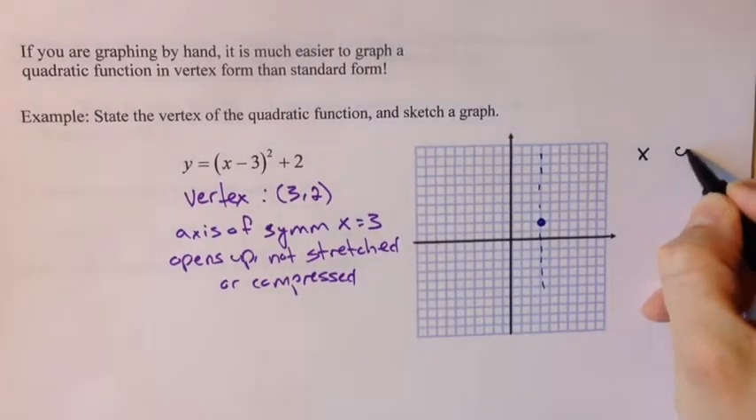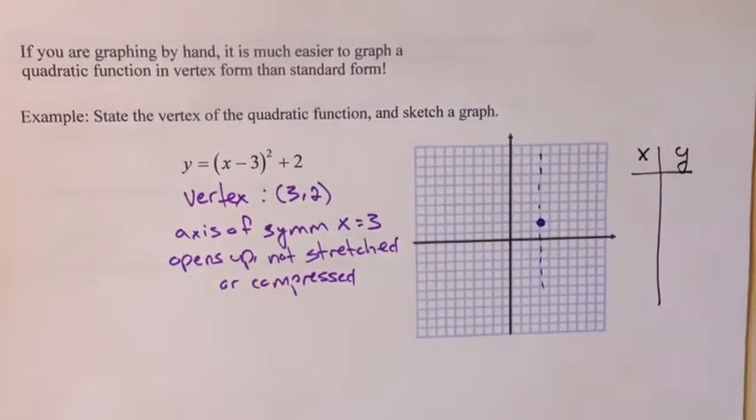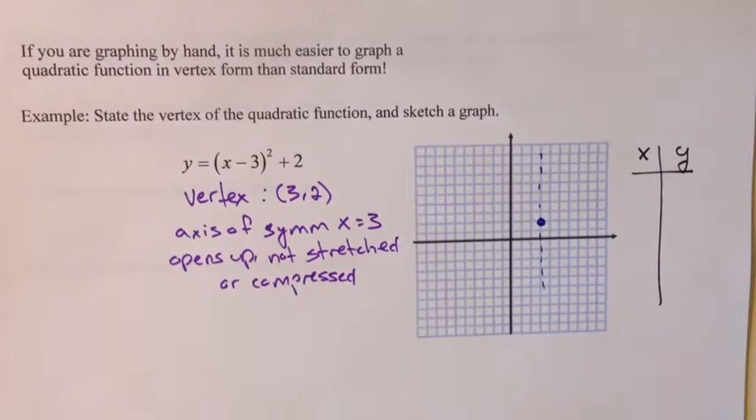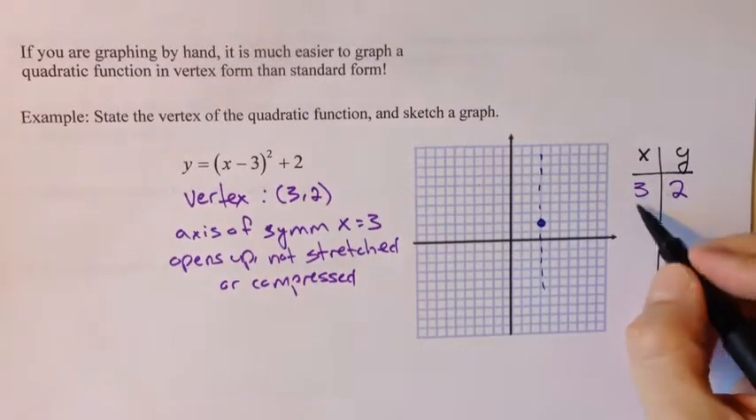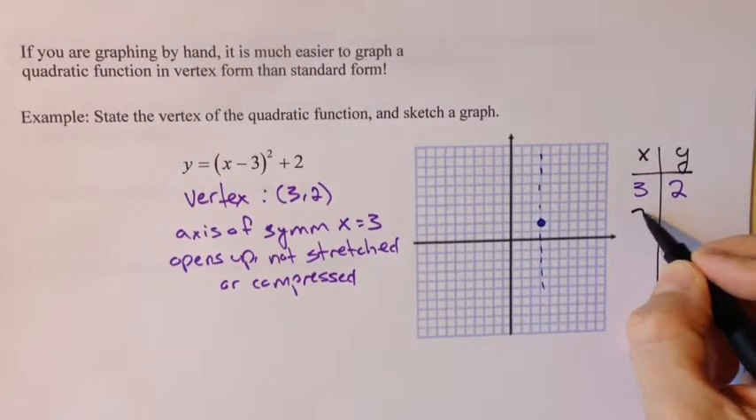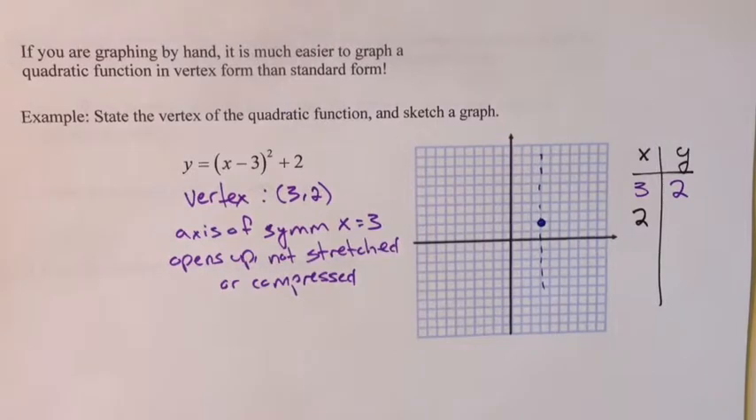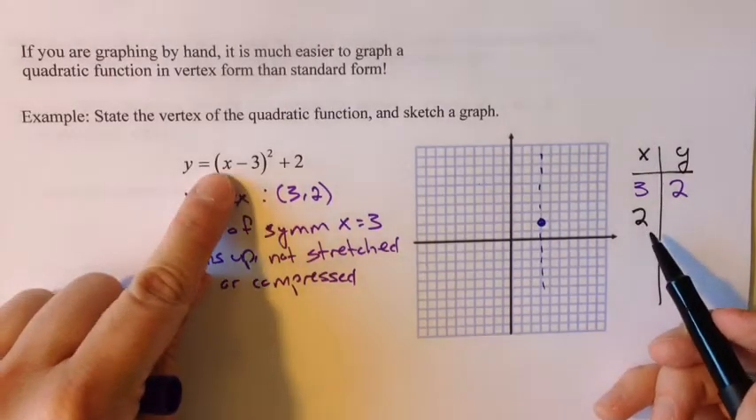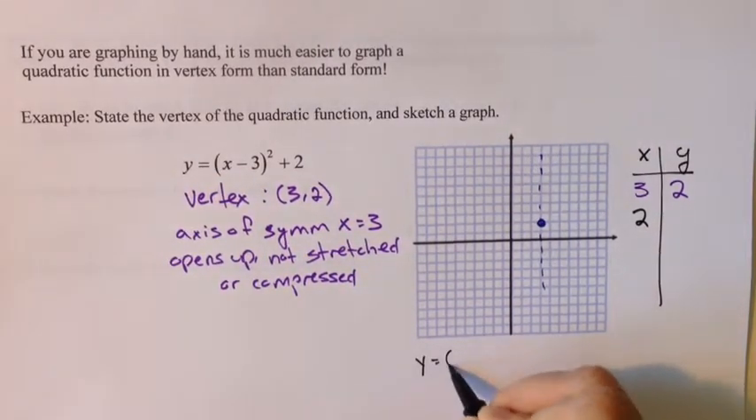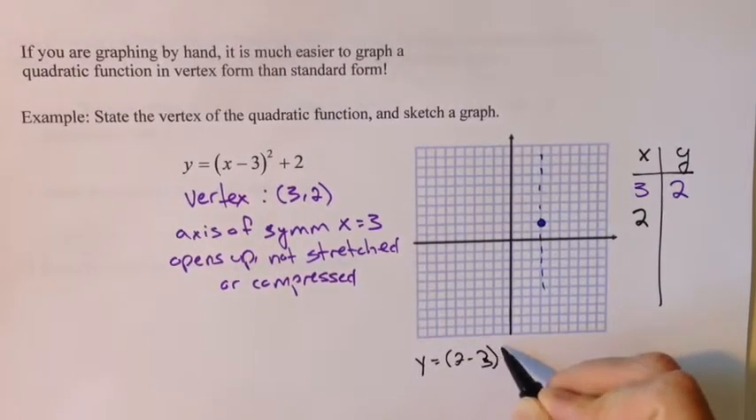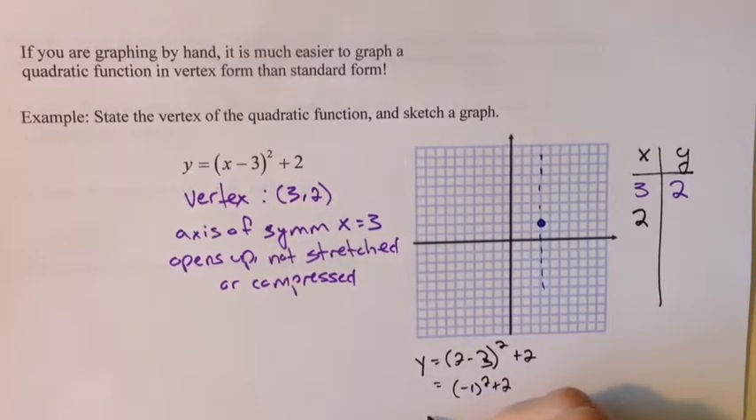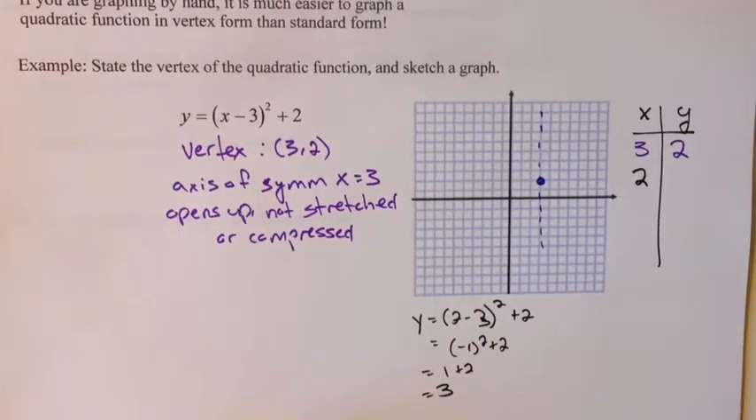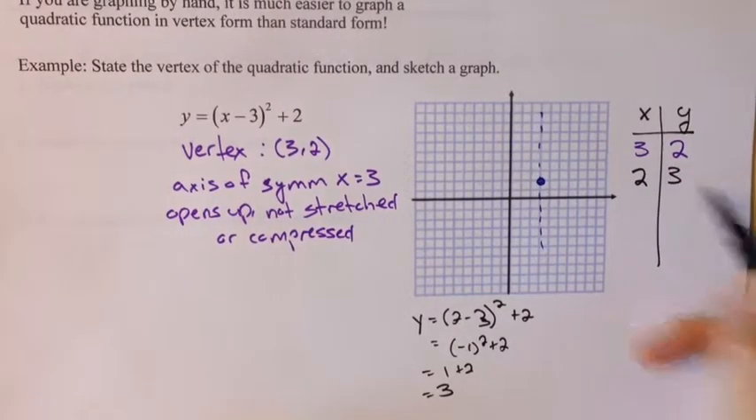So I'm going to come over here, x and y. I already know one point that I can put onto my table. I know that when x is 3, y is 2. Let's go ahead and find out what happens if x is 2. So just one step away from the vertex. I'm going to plug 2 into my equation here. So I have y equals (2 minus 3) squared plus 2, which is (negative 1) squared plus 2, which is 1 plus 2, which finally is 3. So when I plug a 2 in for x, I get a 3 out for y.